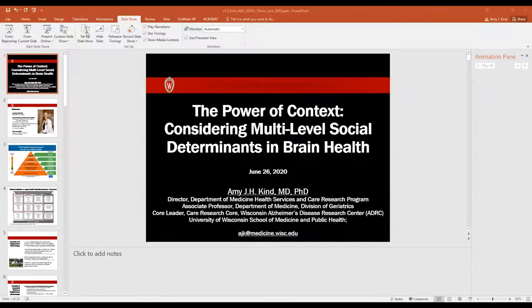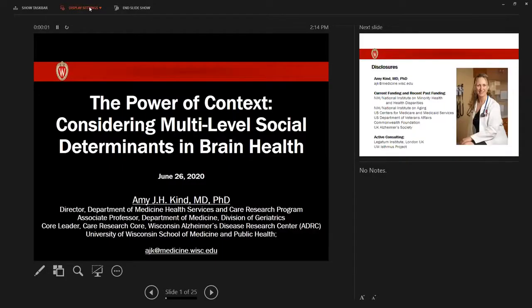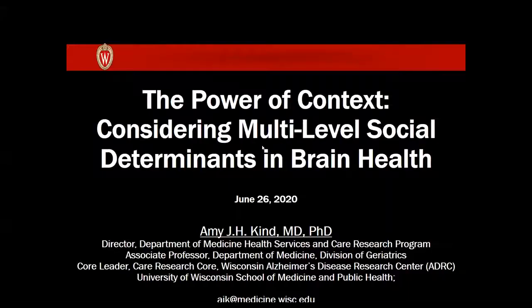Great. Well, so this was really great, and we're going to go on to our next speaker. We'll save our questions till the end. I'm next going to introduce Amy Kind, who's going to speak to us about the power of context and considering multi-level social determinants in brain health. So Amy, let me ask you to begin.